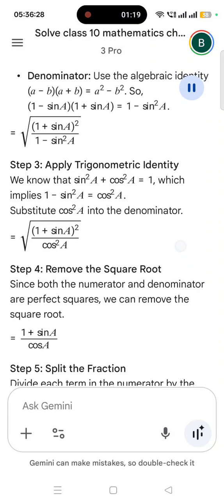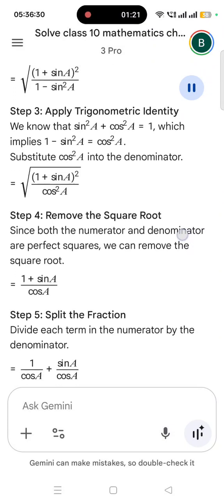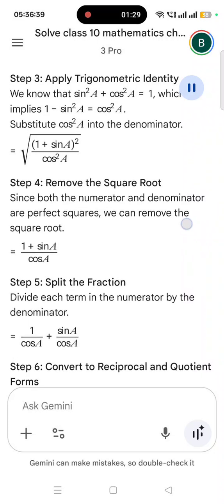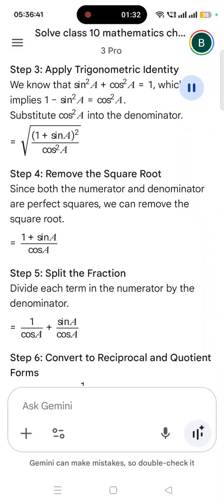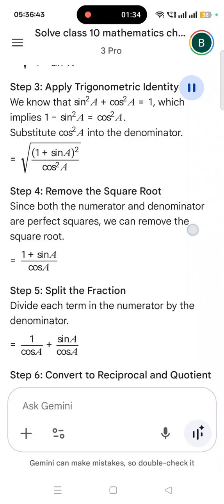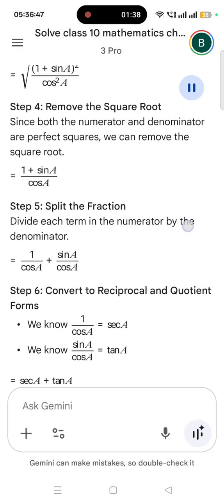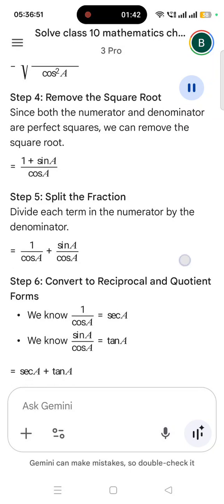Step 3. Apply trigonometric identity. We know that sin squared A plus cos squared A equals 1, which implies 1 minus sin squared A equals cos squared A. Substitute cos squared A into the denominator. Step 4. Remove the square root. Since both the numerator and denominator are perfect squares, we can remove the square root.